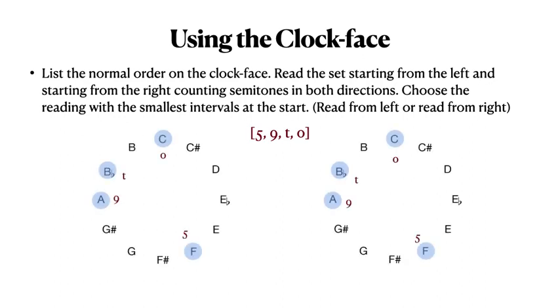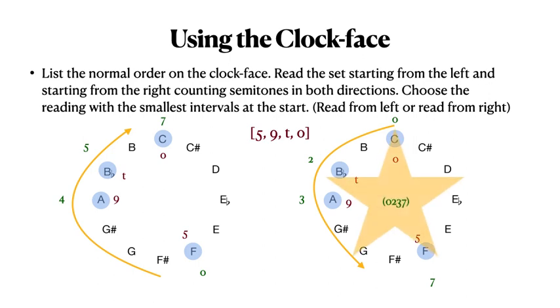Here are two clock faces with that set mapped onto them. If we start reading the set clockwise and reassigning intervals starting at 0, we can see that we'll have 0, 4, 5, 7 for our prime form. If we start reading the set anti-clockwise and reassign the intervals, we get 0, 2, 3, 7. Comparing the two, the interval from 0 to 2 is smaller than the interval from 0 to 4, so we can choose the circle on the right for our prime form, that being 0, 2, 3, 7.